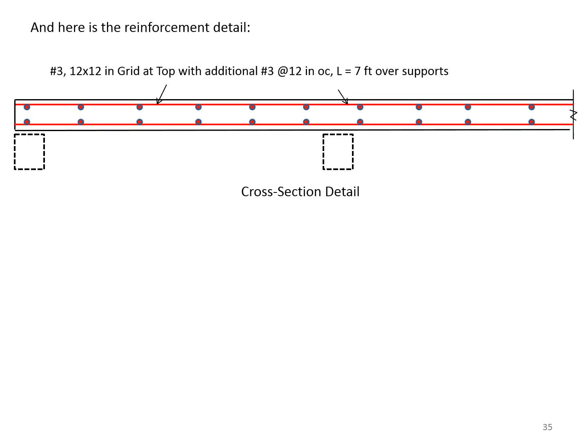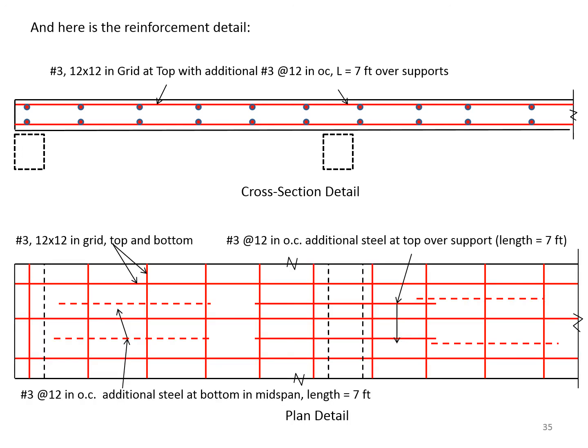And here is a reinforcement detail. We use 2 grids, one at the top, one at the bottom, number 3 bars at 12 inches on centers. Then when we need additional steel, we add additional bars. Number 3 at 12 inches on centers shown at the bottom with dashed lines in the mid-span, and number 3 at 12 inches on centers shown with solid bars over the supports. Therefore, the spacing of the bars in those areas with additional steel is now reduced to 6 inches. And therefore, the available steel would meet the required amount of steel by calculations.